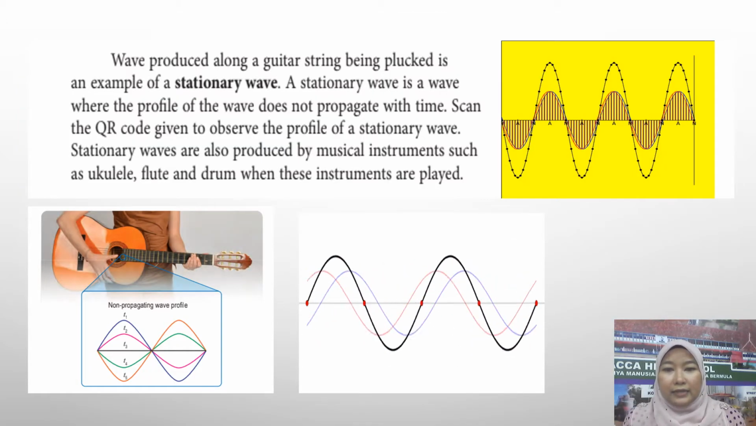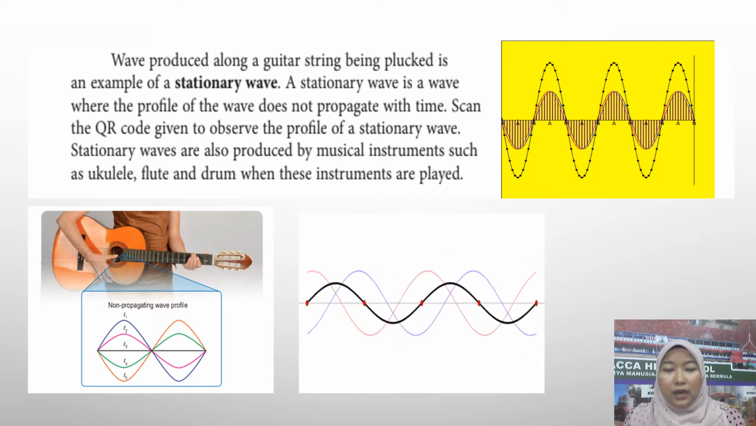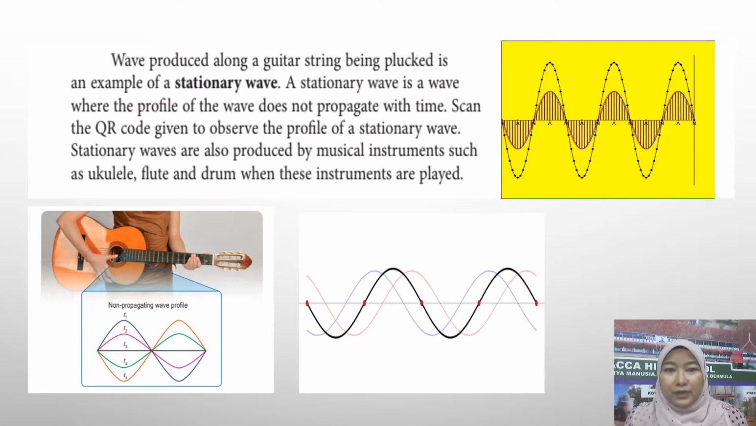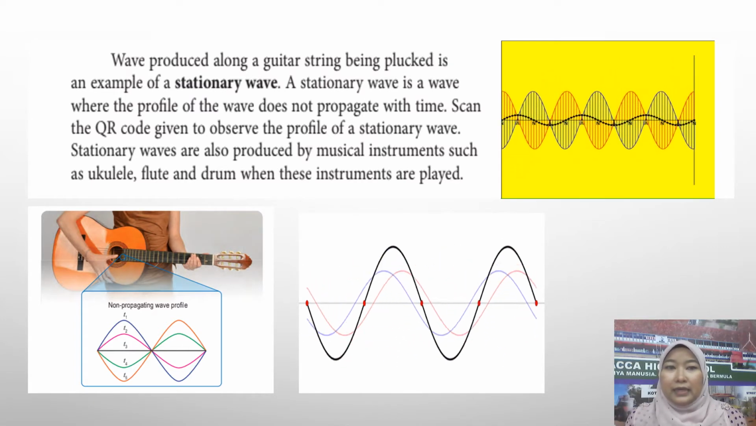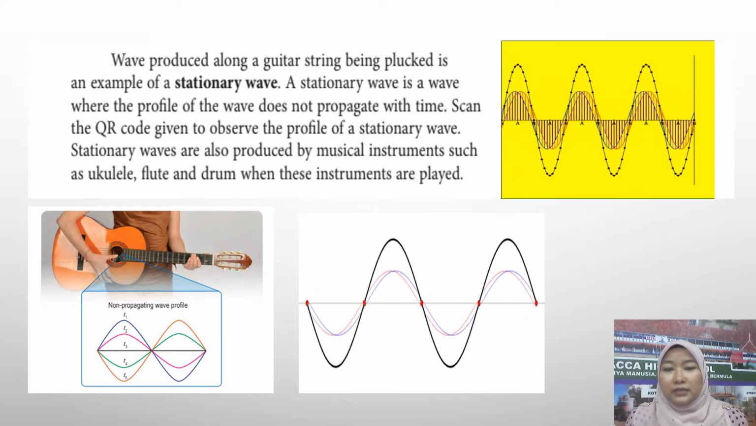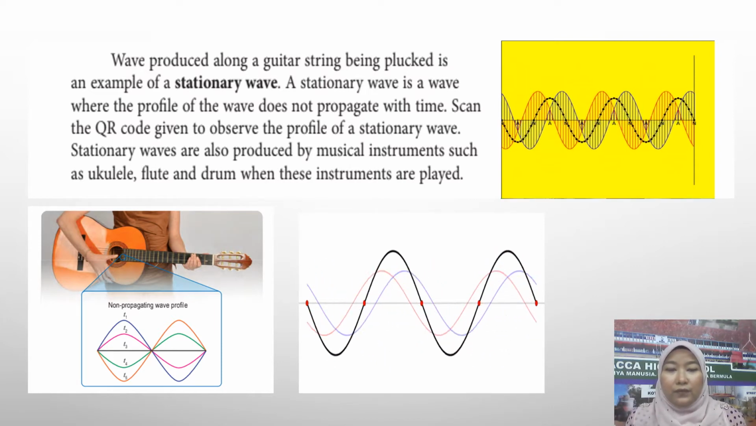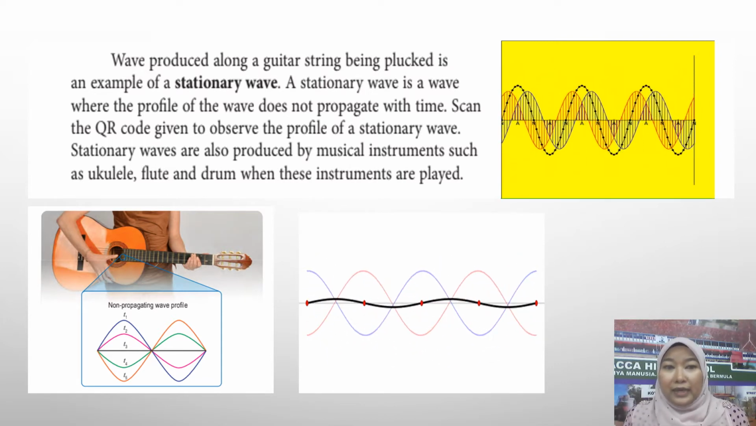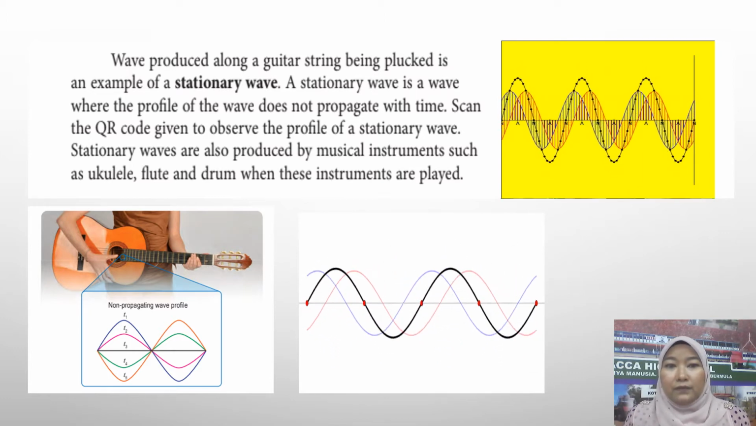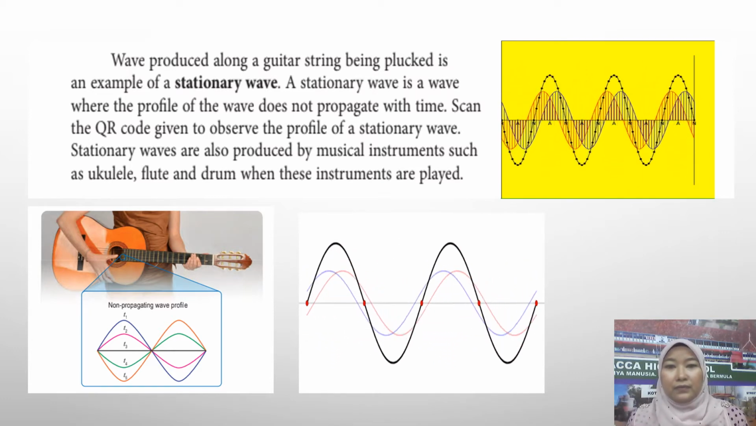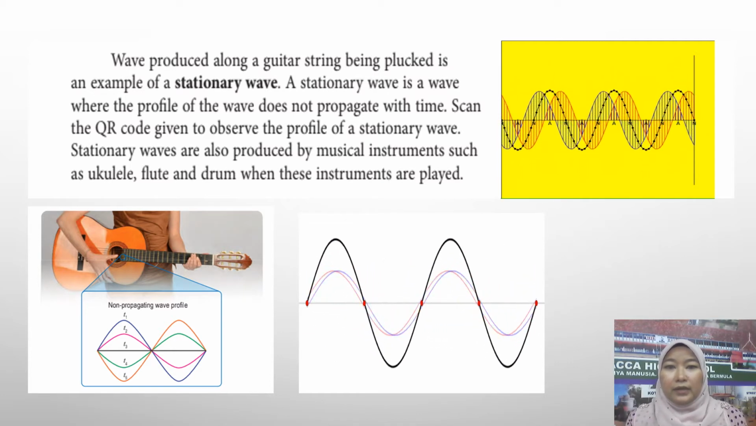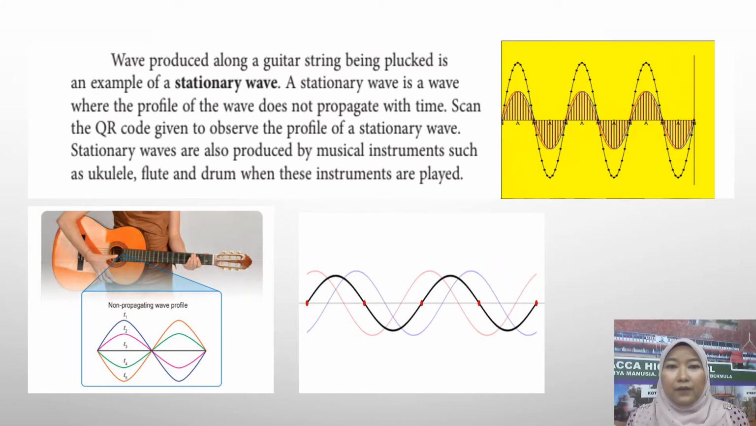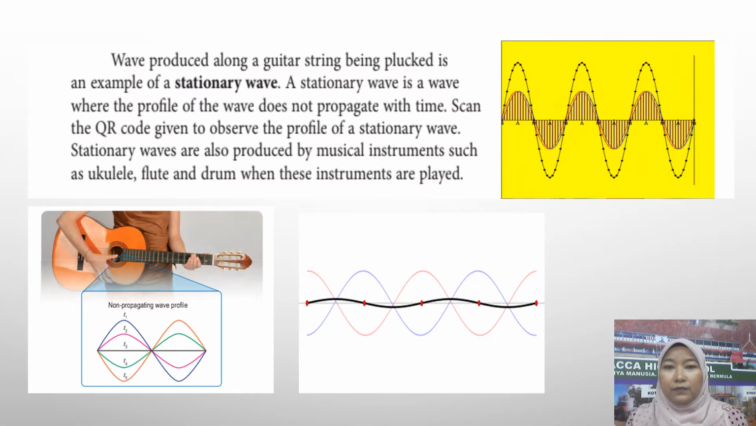This is an example of a wave, that is sound wave produced by a guitar. The wave produced along a guitar string being plucked is an example of a stationary wave. A stationary wave is a wave where the profile of the wave does not propagate with time. From the textbook, you can scan the QR code to observe the profile of the stationary wave. The yellow one is the stationary wave that we have scanned from this QR code from the textbook.